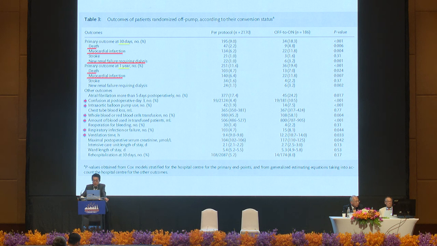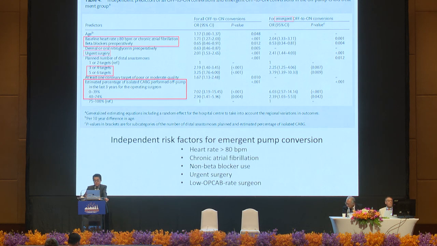They demonstrated that the conversion group had worse mortality after 3 days and even at 1 year follow-up, with several postoperative morbidities as shown here. They found independent predictors for emergent conversion as follows: heart rate more than 80, chronic atrial fibrillation, non-beta blocker use, urgent surgery, and low off-pump volume surgeon. In other words, occasional OPCAB surgeon.